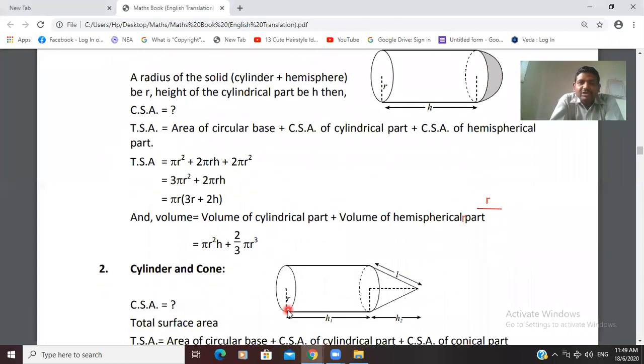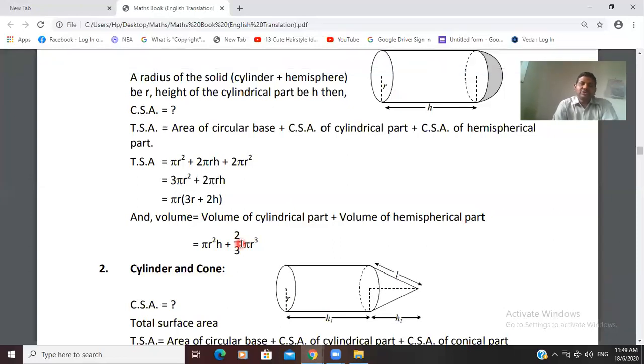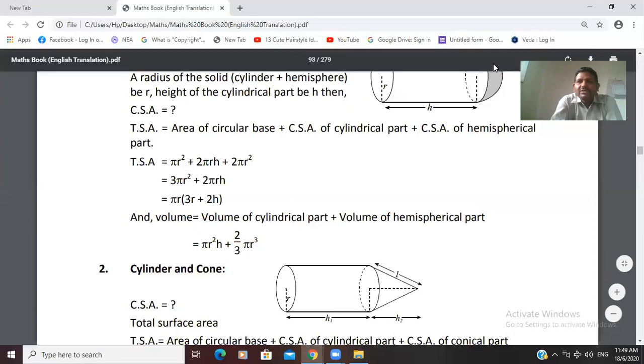Now we talk about the volume of this solid object. When we talk about the volume of this solid object, we have to add both the cylinder as well as hemisphere. The volume of cylinder is pi r square h plus volume of hemisphere is 2 by 3 pi r cube. So when we add this volume, we get the total volume of this solid object.